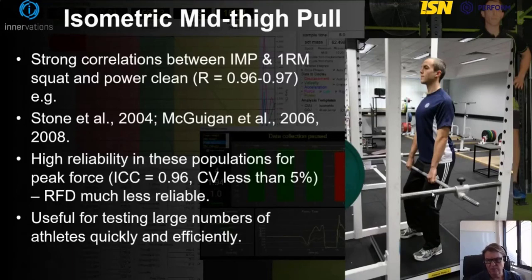The isometric mid-thigh pull position is a very natural position, so even people who haven't done deadlifts or weightlifting before are quite comfortable with this position. It's a very natural way to lift anything, and very useful for testing large numbers of athletes very quickly and very efficiently. On occasions, including in Malaysia, we've been there testing 100, 150 athletes over a couple of days, whilst we're also testing sprint speed and a whole range of other things as well.